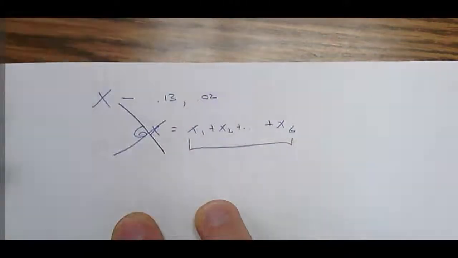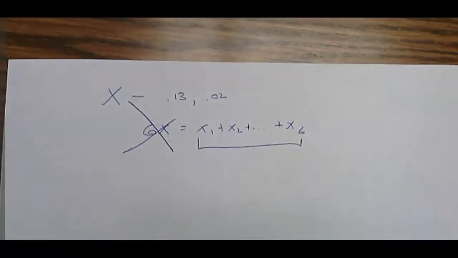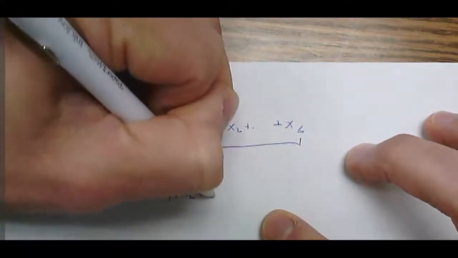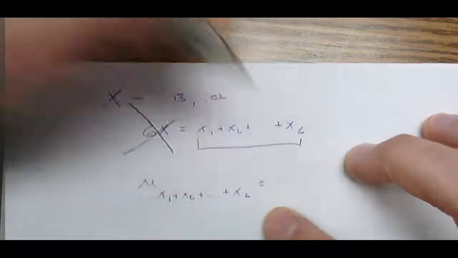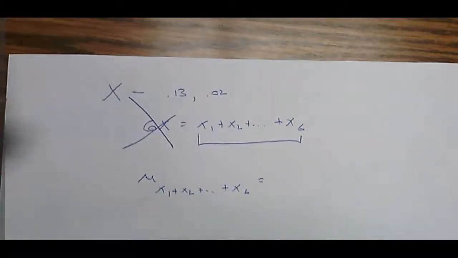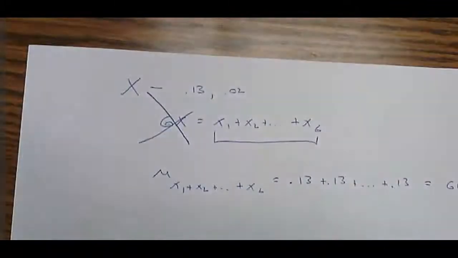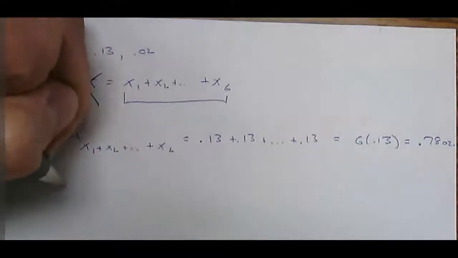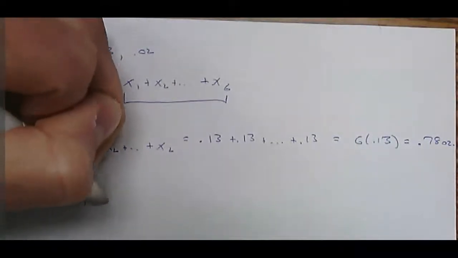So I'm really looking at having 6 independent random variables. So really, I need the mean of x1 plus x2 plus through x6. Means play nice. They do exactly what you tell them to do, so I'm really just adding up the mean 6 times. So there's 6 of these. 6 times the 0.13 is going to be 0.78 ounces. That's the mean.